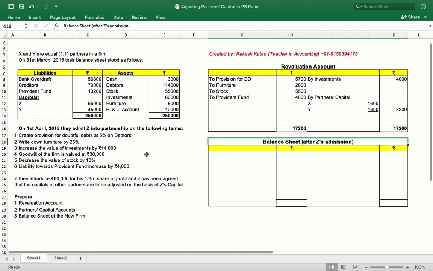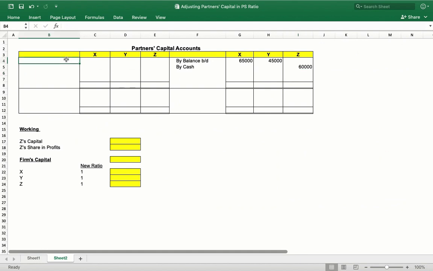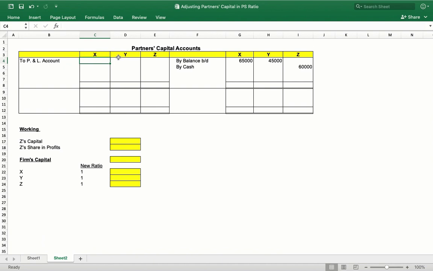After this, we will distribute this undistributed loss between the old partners. So profit and loss account, and the amount is rupees 10,000. This is undistributed loss. And due to this, the balance of partners' capital account will decrease. So therefore this loss we will record on the debit side to profit and loss account, and the amount is 10,000, and as both are equal partners, so both will bear 5,000.